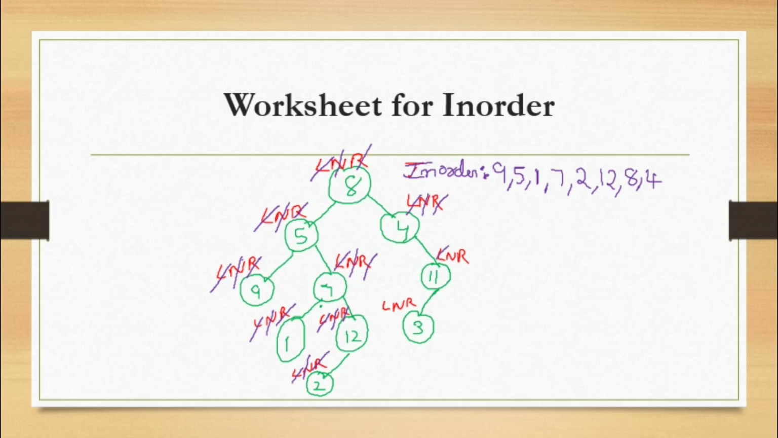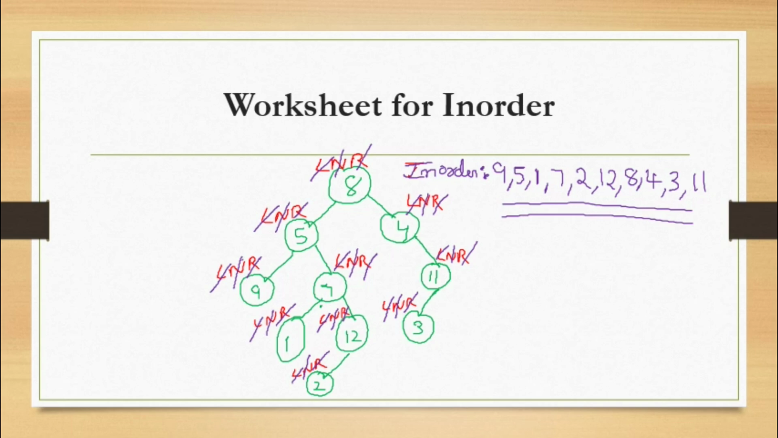No, I have 3. This is the left, so I go to the left. Again, left of 3 I don't have anything. I visit 3, so here I write 3. Then I go to the right of 3. I don't have anything to the right of 3. Again I visit 11. Right of 11 I don't have anything. So this is the in-order traversal by our regular method. We get 9, 5, 1, 7, 2, 12, 8, 4, 3 and 11.